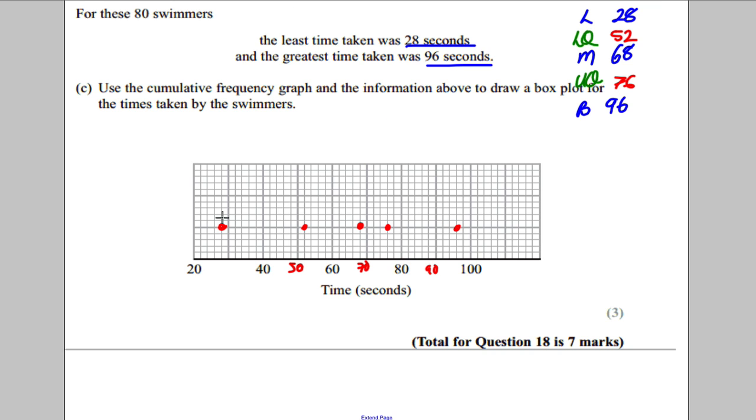And we just draw it in like we used to, just like that. We'll draw a box here. Done.